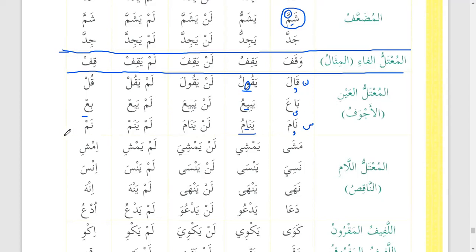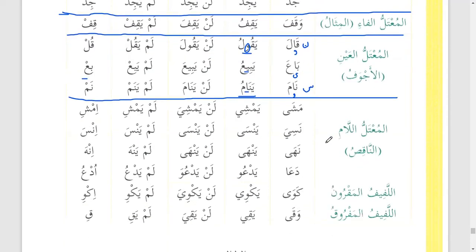And then we move on to mu'tal lam. Mu'tal lam means an-naqis, the defective. We know naqis is also either naqis wawi or naqis ya'i. And we know naqis ya'i is more common, and naqis wawi has only one or two patterns, whereas naqis ya'i has many patterns.